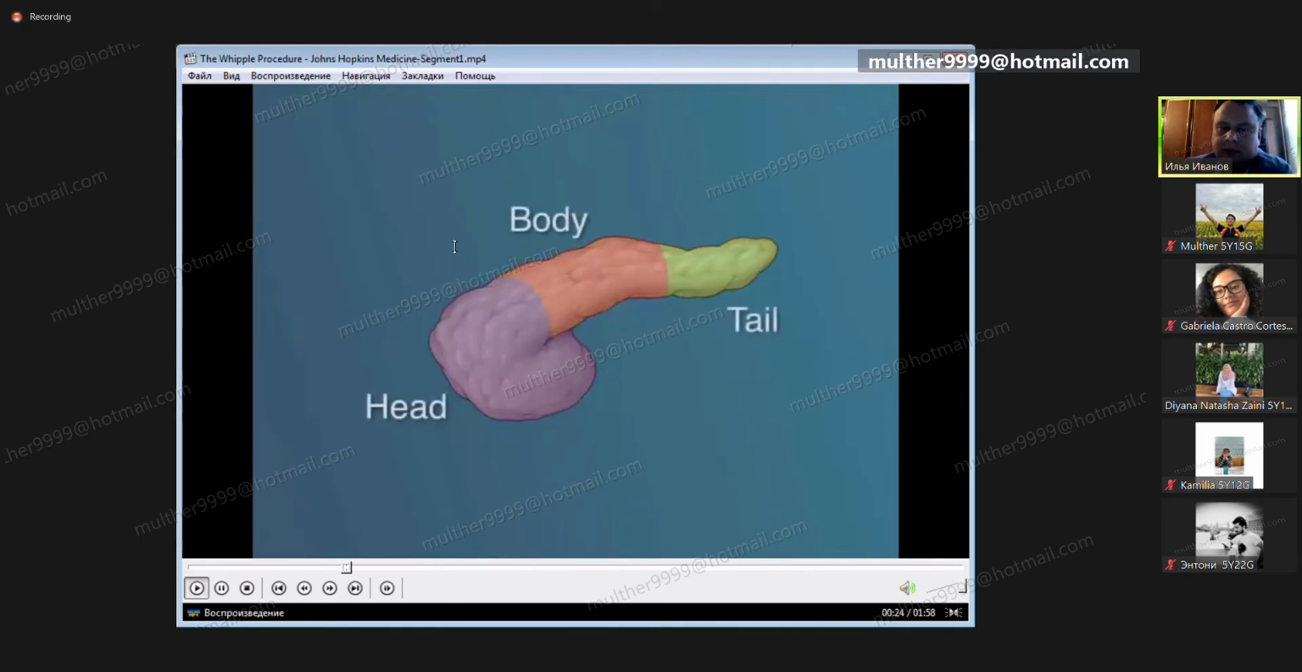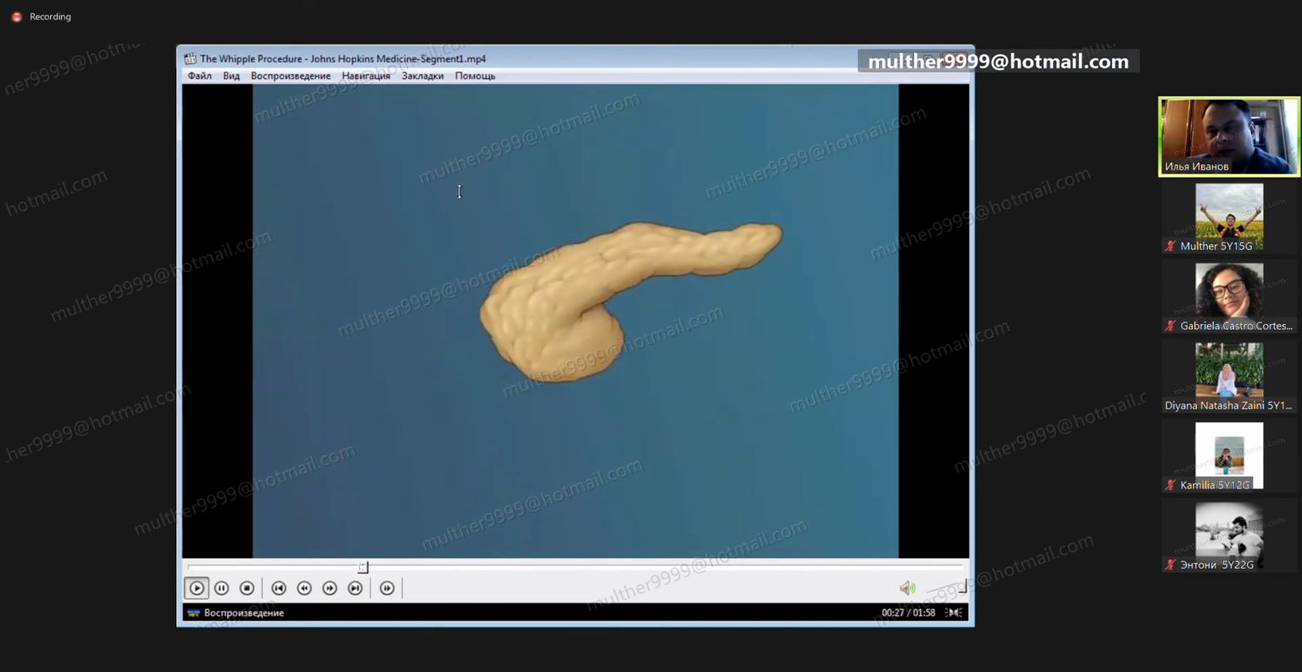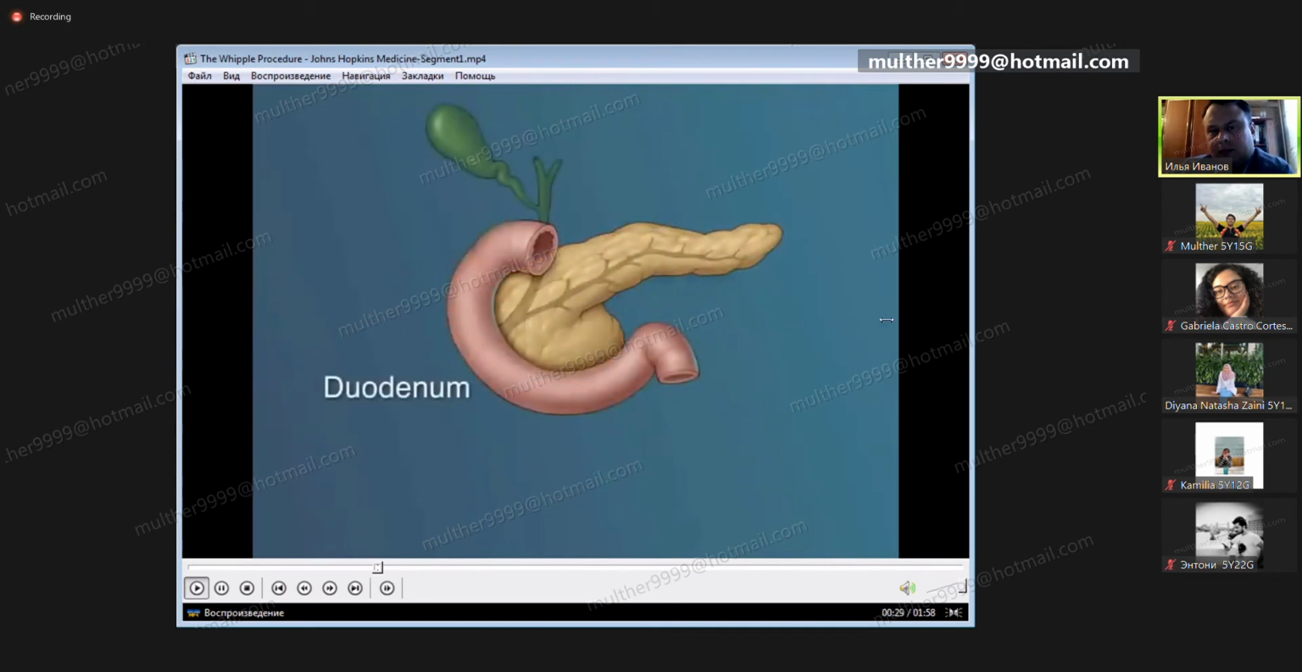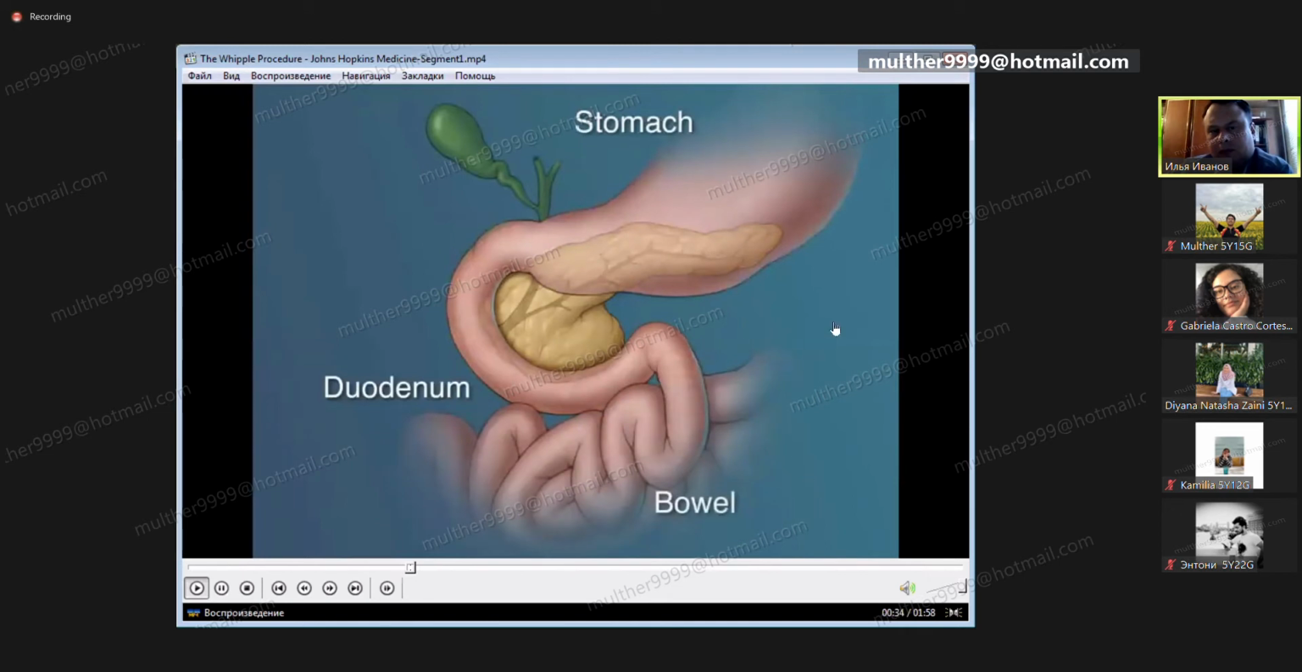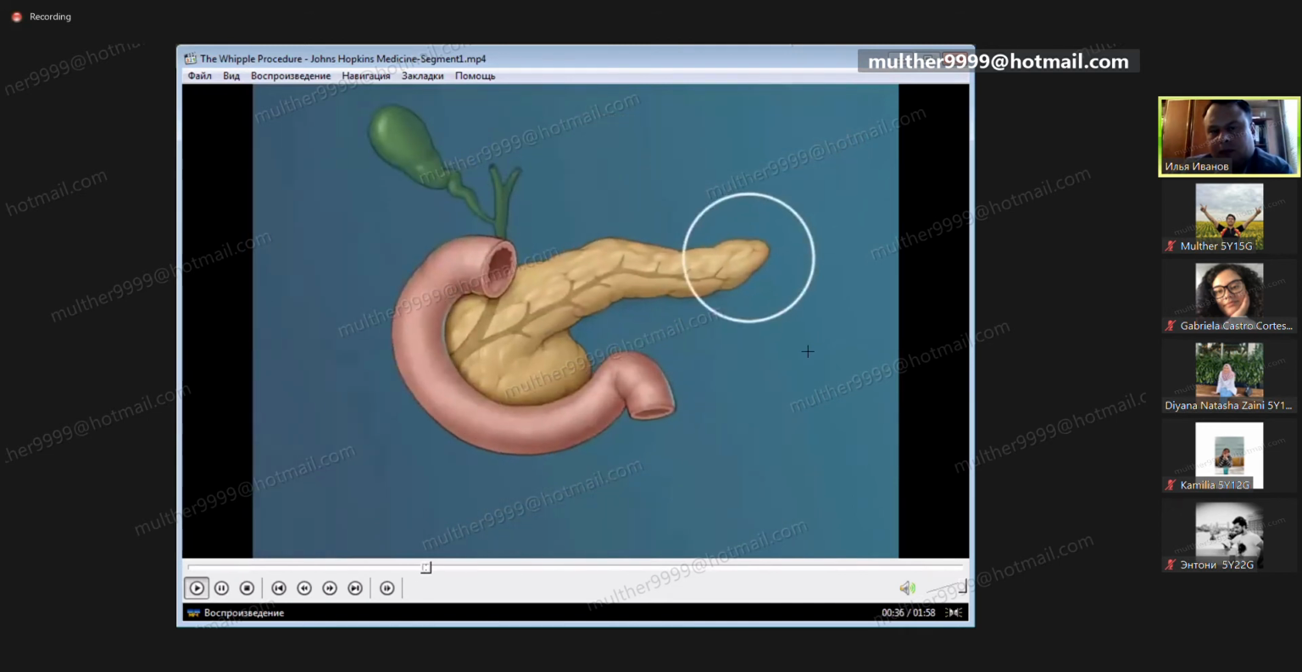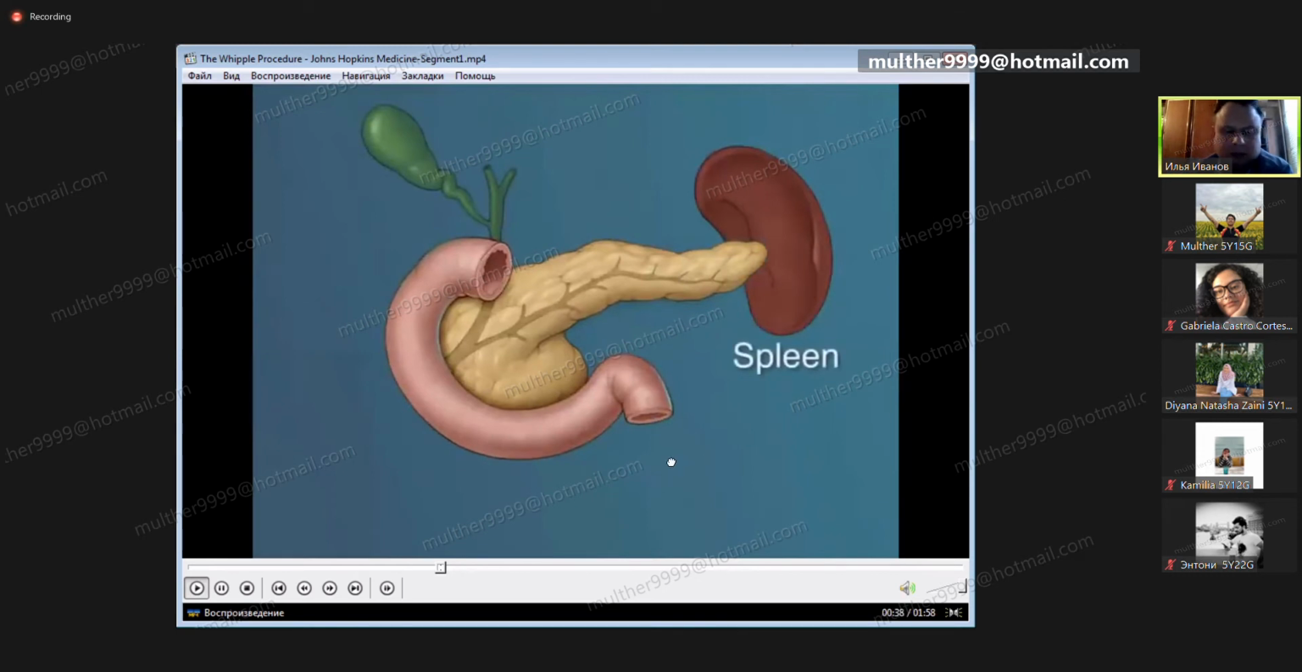The head of the pancreas is surrounded by the duodenum, the part of the intestine that connects the stomach to the small bowel. The tail of the pancreas resides in the hilum of the spleen. A very interesting fact according to the investigation: the presence of a pathological process, necrosis in the tail of the pancreas, leads to the presence of fluid near the upper part of the left kidney.